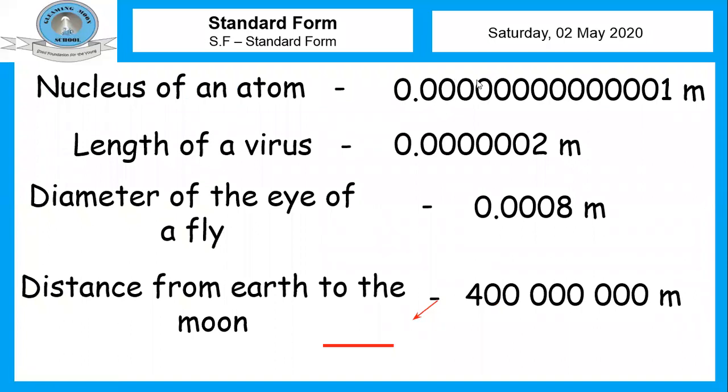Now, let's go back to the numbers that we saw before. The nucleus of an atom, length of a virus, diameter of the eye of a fly, distance from Earth to the moon.